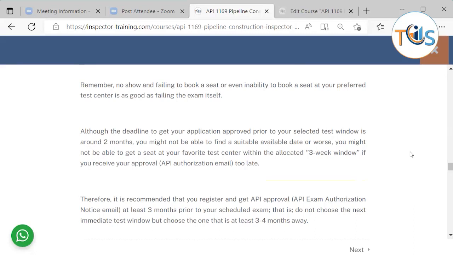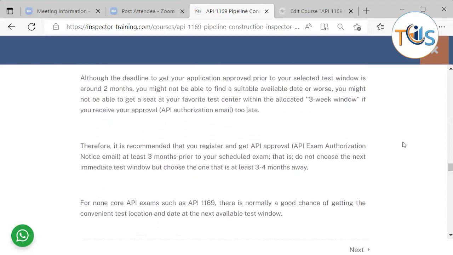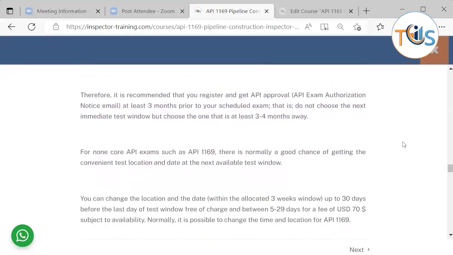Although the deadline to get the application approved prior to your selected test window is around 2 months, you might not be able to find a suitable available date, or worse, you might not be able to get a seat at your favorite test center within the allocated 3-week window if you receive your approval too late, or you select the test center too late. Therefore, it's recommended that you register and get the approval around 3 to 4 months away.